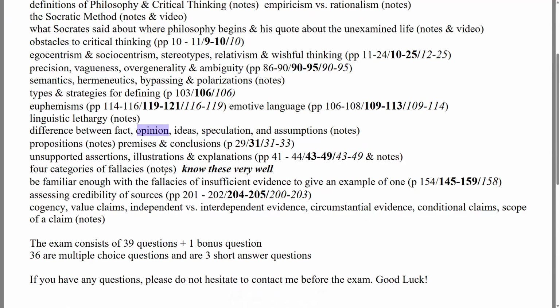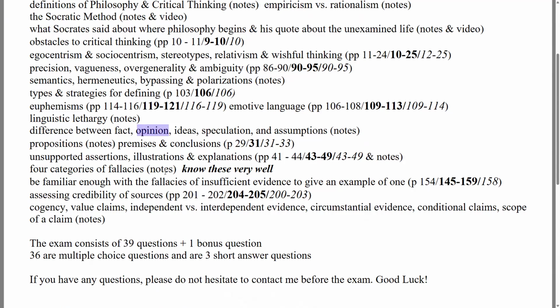Statements of conjecture are what we normally think about when it comes to opinions. They're statements of personal taste. I think this is the best music. I think this is the best beach, and so forth. So those are probably not very helpful to use in an argument. But there are other kinds of opinions that might be.